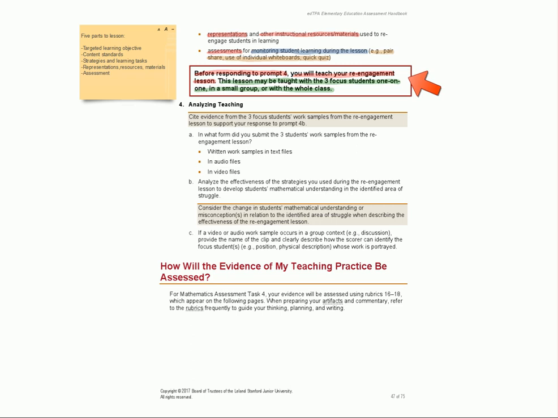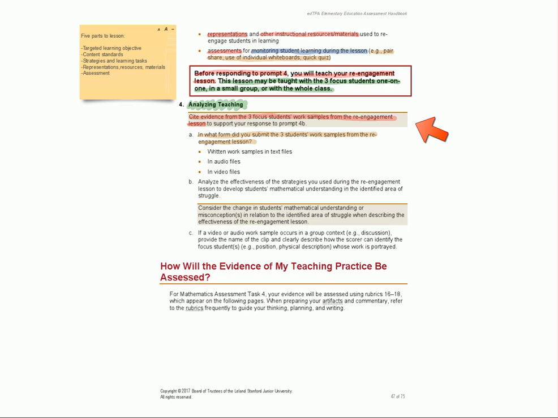But here's something to anticipate before you teach your re-engagement lesson. Your re-engagement lesson is about changing the students' mathematical understandings in the area that they struggled in. So you want to be thinking about that as you're teaching. Ask yourself, how are the students engaged in a way that's changing their understanding in that area of struggle? That's the most important part of the re-engagement lesson. The re-engagement lesson is meant to change understanding in relation to the area of struggle. So let's go ahead and go down to the analyzing teaching section now.